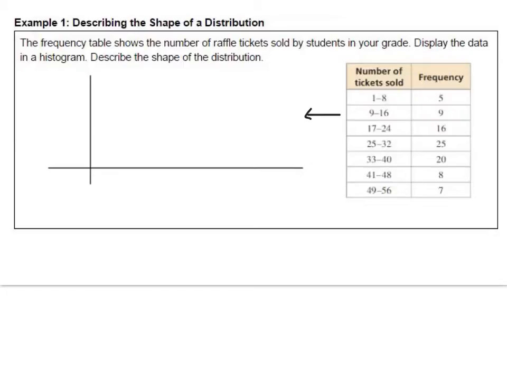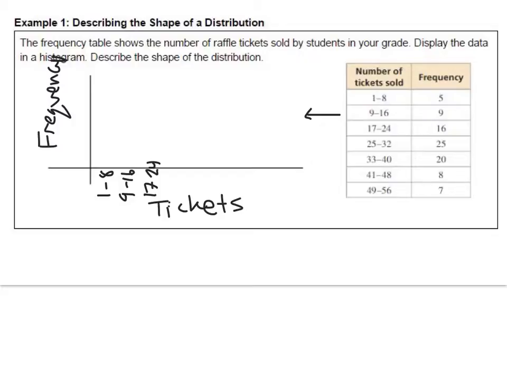So here's what you're going to have to do. You're going to have to put the tickets sold on the bottom of this graph. Sorry, my pen's not really working out too well here. And then we're going to put the frequency over here. So I'm going to take that column that we see here on the left side, and I'm going to write all these little ranges below. So I have 1 to 8, 9 to 16, 17 to 24, and 25 to 32.